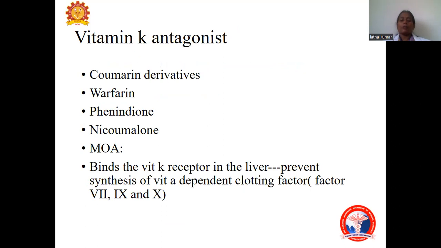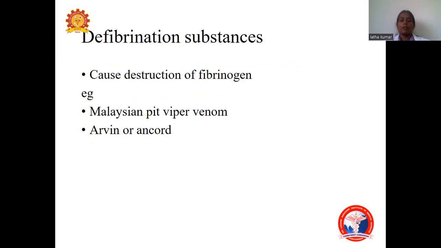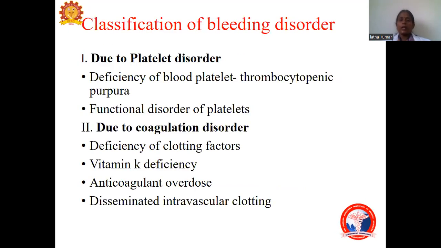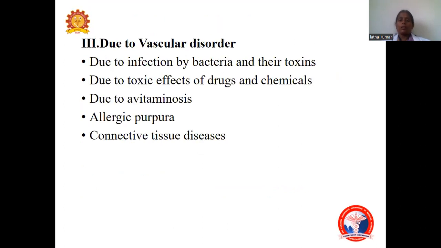These vitamin K antagonists bind to vitamin K receptor in the liver and prevent the synthesis of vitamin K dependent clotting factors. Next, defibrinating substances. Those are Malayan pit viper venom, Arvin and Ancrod. This causes destruction of the fibrin. After that, we discussed bleeding disorders. Bleeding disorders are mainly due to platelet disorder, coagulation disorder, and vascular disorder.